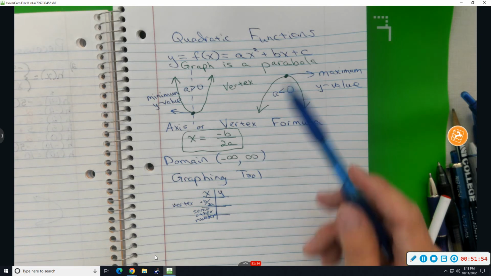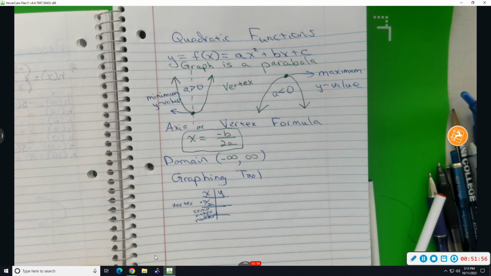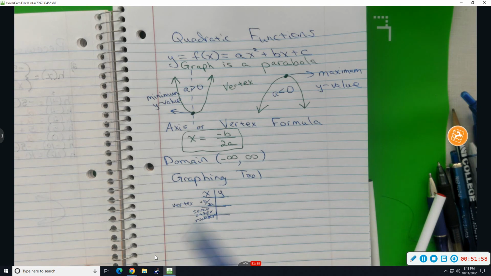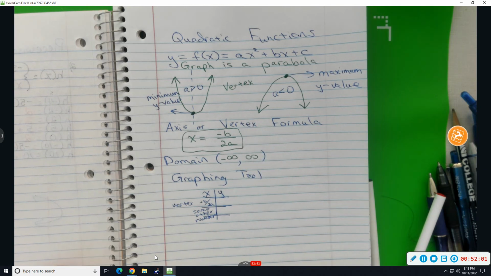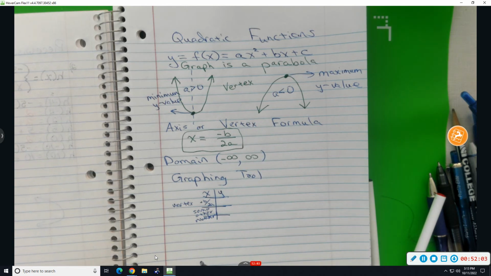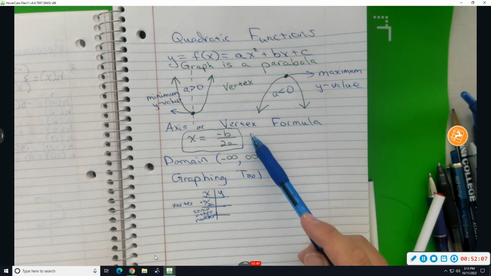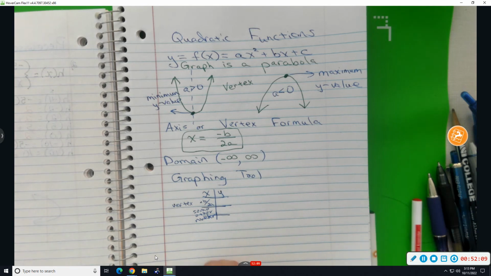And where does the max or minimum occur on a parabola? At the vertex. So my hint to you for these word problems that we're going to be doing in a little bit: use your vertex formula and determine the location of the vertex. But let's draw this graph.